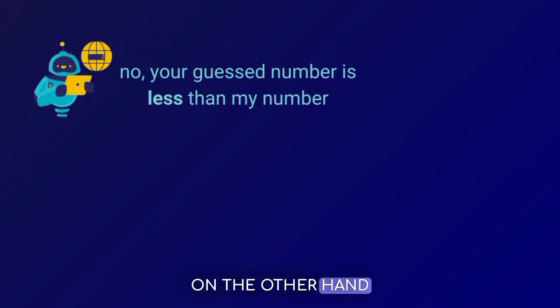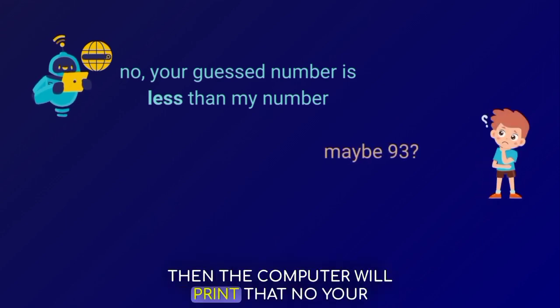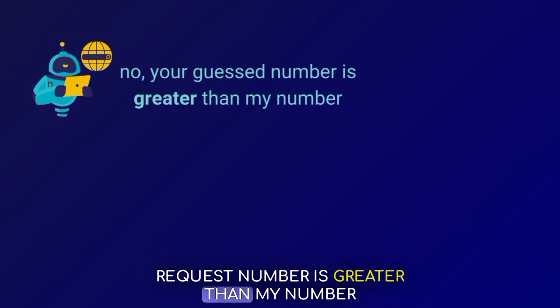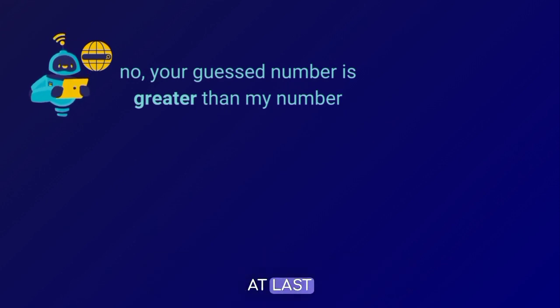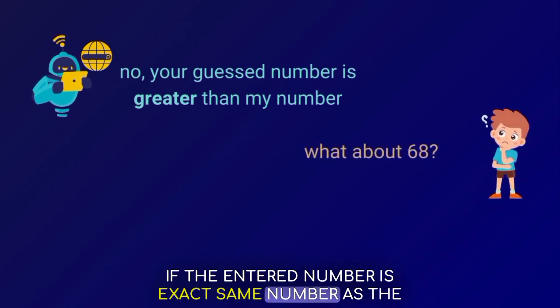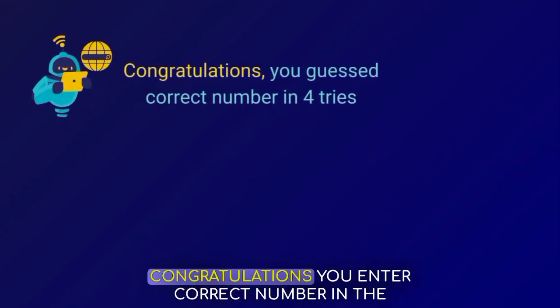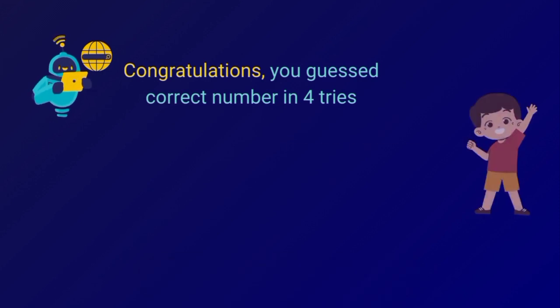On the other hand, if the user enters any number above 68, then the computer will print that no, your guess number is greater than my number. At last, if the entered number is exactly the same as the random number by the computer, then it will print that congratulations, you entered the correct number in the number of tries.